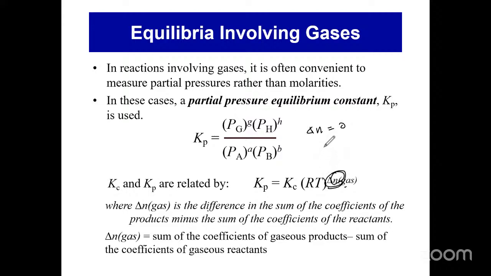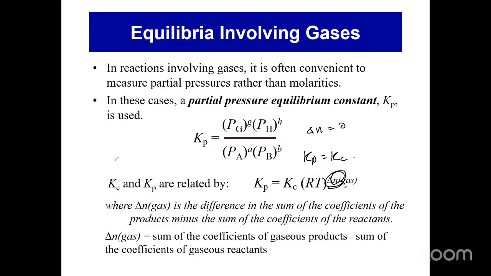Okay, and therefore, you're right, RT raised to the delta N is equal to 1. So what's the result of that? KP would be equal to KC, right? So whenever you have delta N, which remember is the sum of the coefficients of the products minus the sum of the coefficients of the reactants, if that's equal to 0, then KC would be equal to KP.